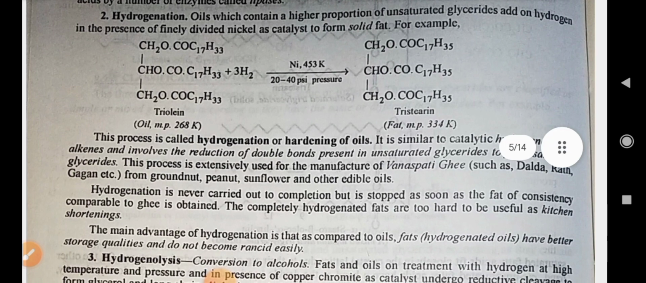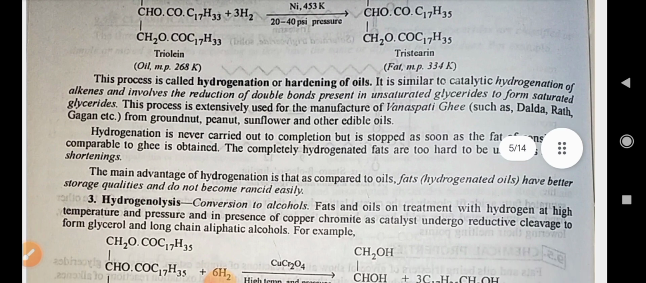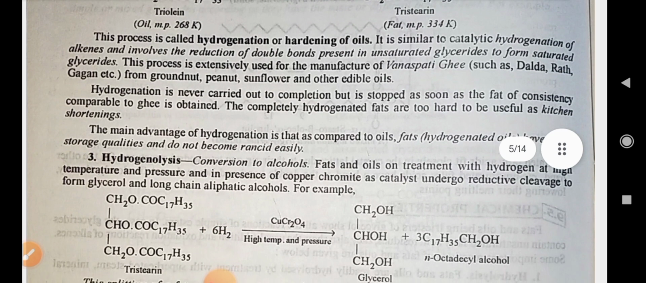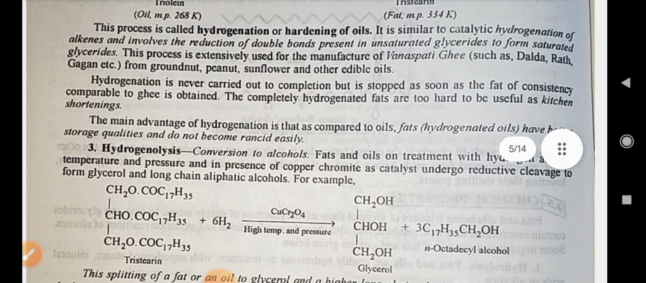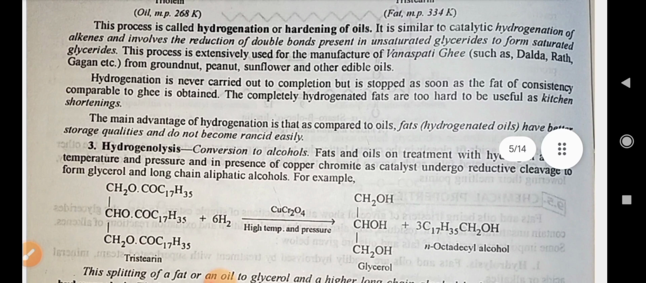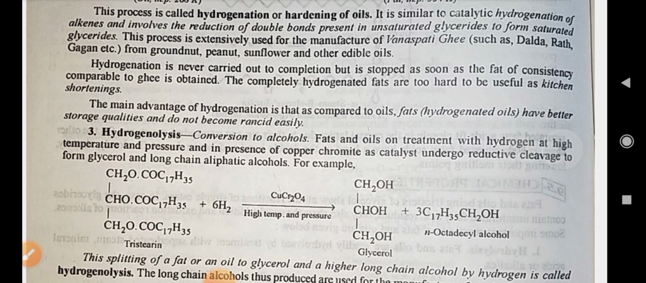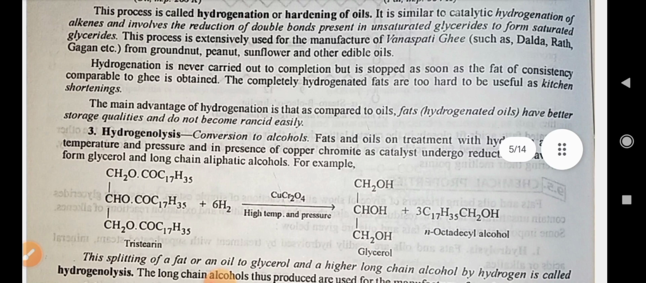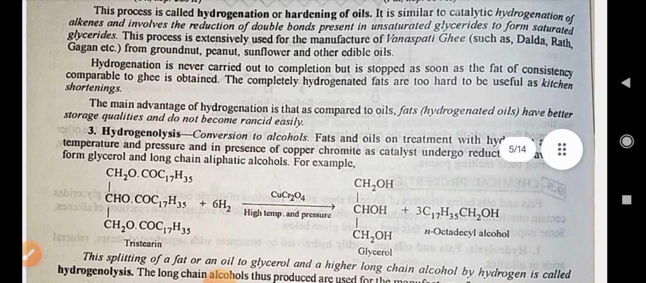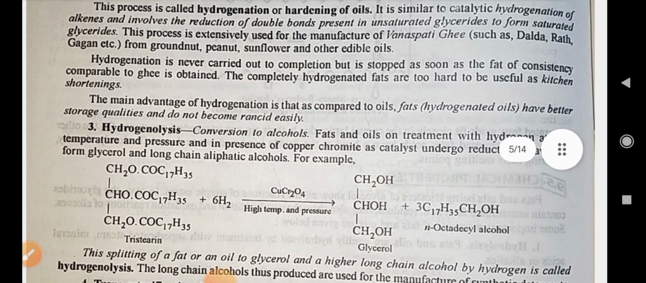For example, triolein. This process is called hydrogenation or hardening of oils. It is similar to catalytic hydrogenation of alkenes and involves the reduction of double bonds present in unsaturated glycerides to form saturated glycerides. This process is extensively used for the manufacture of Vanaspati ghee such as Dalda, Rath, Gagan, etc., from groundnut, peanut, sunflower and other edible oils.